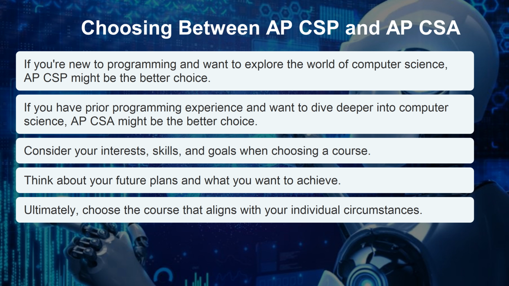In addition to considering your interests and skills, it's also important to consider the resources and support that are available to you. If you have access to a computer science teacher or mentor, they may be able to provide you with guidance and support as you navigate the course. Additionally, there are many online resources and communities that can provide you with support and guidance as you learn. It's also worth noting that both AP CSP and AP CSA are valuable courses that can provide you with a competitive edge in the job market. Employers are looking for candidates who have skills and knowledge in computer science, and both courses can demonstrate your skills and knowledge in this area.